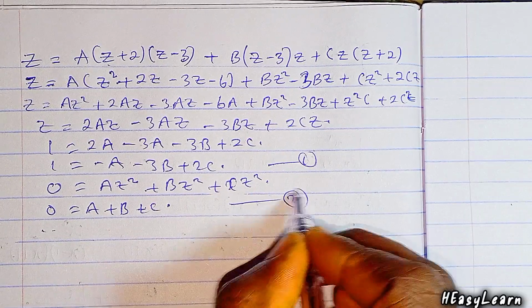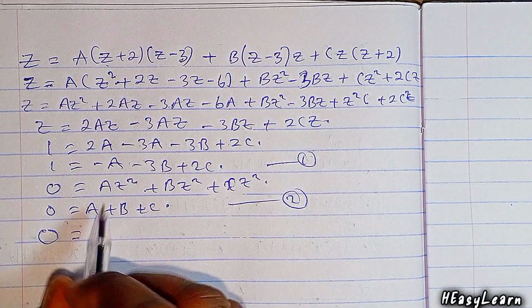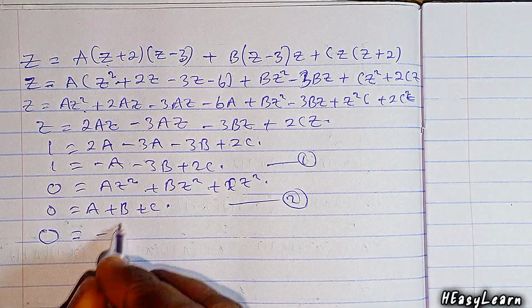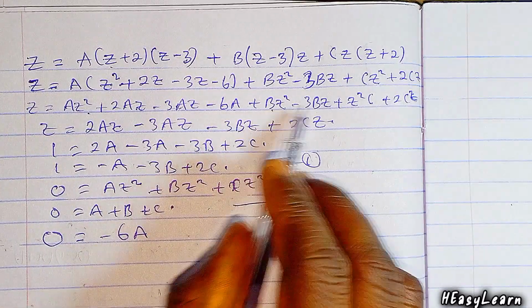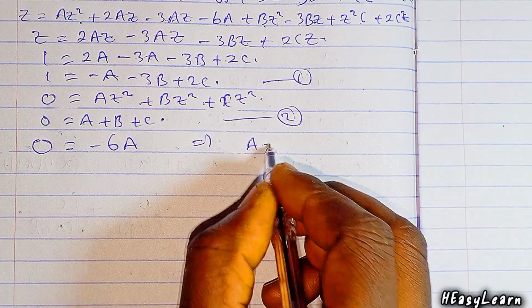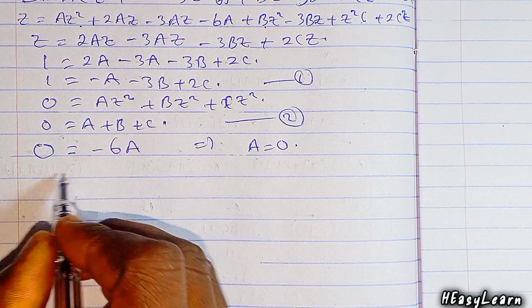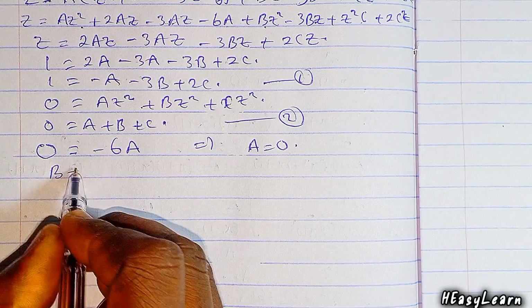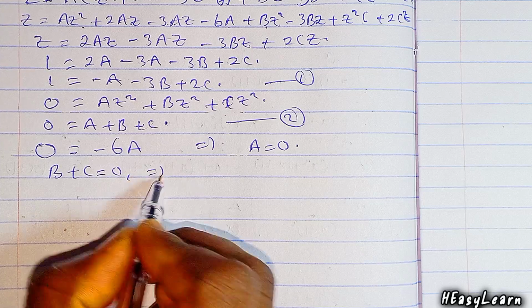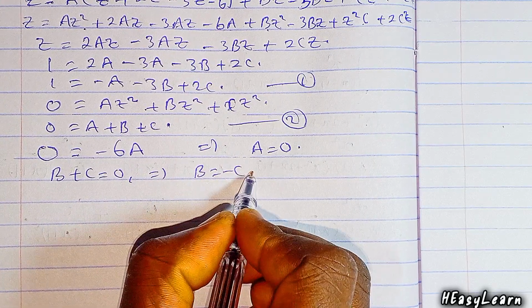Equation 1 here, we have equation 2 here. 0 equals any constant, minus 6a, any constant. A is equal to 0. If a is equal to 0, what do we have here? We have b plus c equals 0, which implies b is equal to minus c.